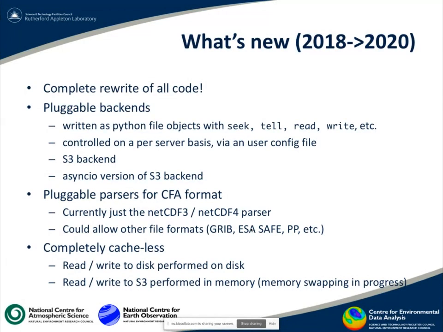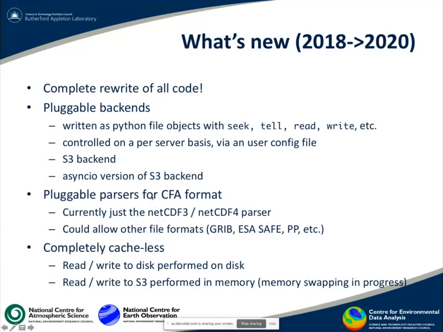So these are like file objects, similar to when you get a file handle back when you use open in Python. And so they have seek, tell, read, and write, and so on. These are controlled on a per server basis, and they have a user config file. There's an S3 backend at the moment, and also an async IO version of the S3 backend. That's made it quite a lot more performant because there's no blocking IO in that version.